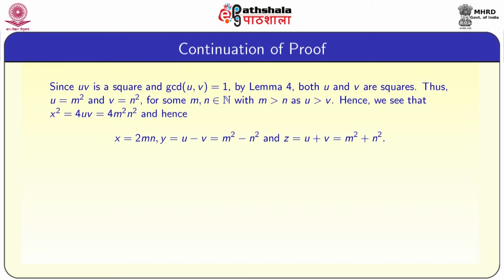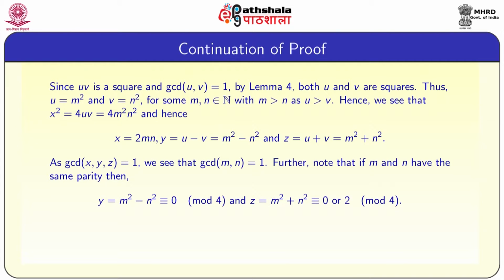Hence, we see that x square is equal to 4uv, which is equal to 4 times m square into n square, and hence we have x equal to 2mn and y is equal to u minus v. So, u is m square and v is n square. So, y is m square minus n square, z is equal to u plus v. So, we have m square plus n square. Now, it is easy to check that x square plus y square equal to z square will be true.